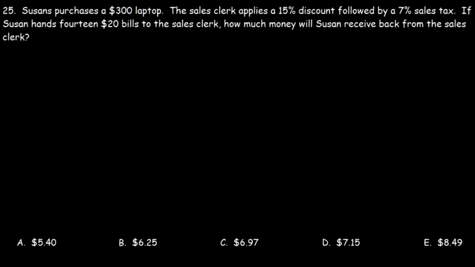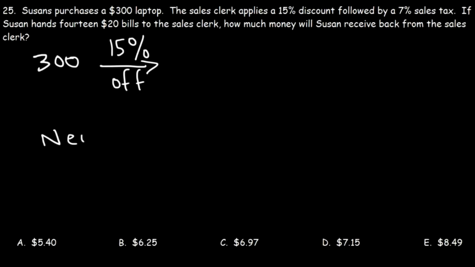25. Susan purchases a $300 laptop. The sales clerk applies a 15% discount followed by a 7% sales tax. If Susan hands 14 $20 bills to the sales clerk, how much money will Susan receive back from the sales clerk? So the original price of the laptop is $300. Now we need to see what the value is after a 15% discount has been applied. So let's use the equation.